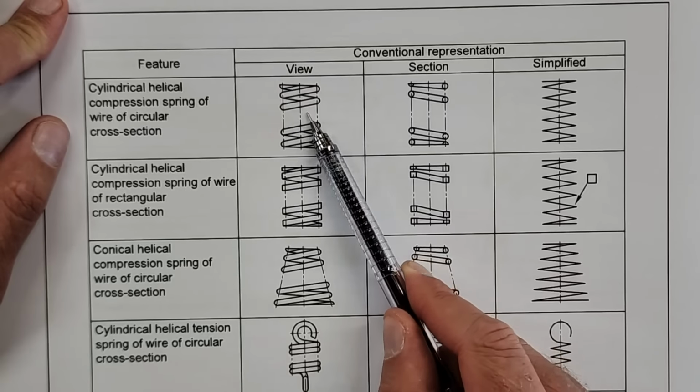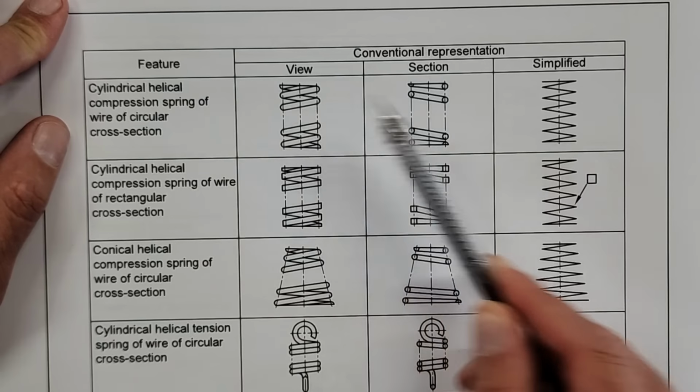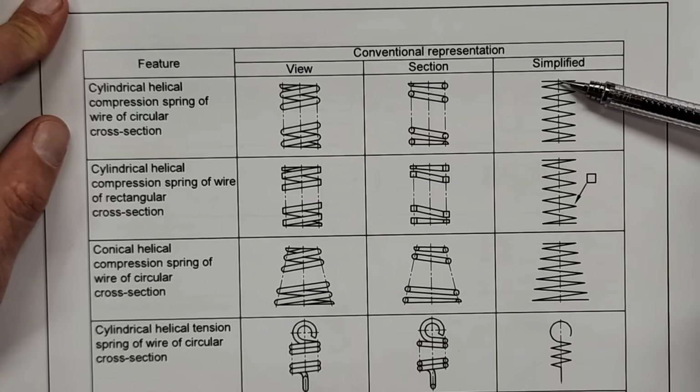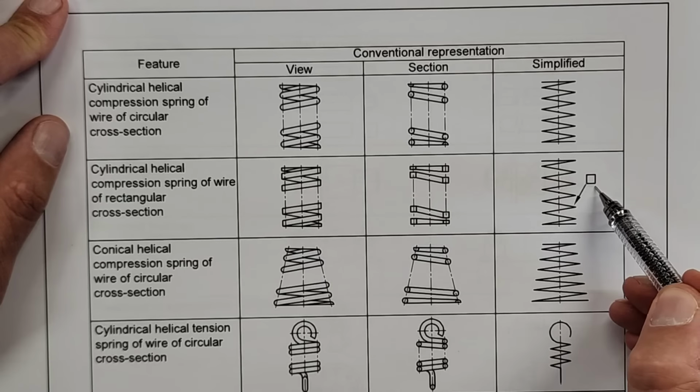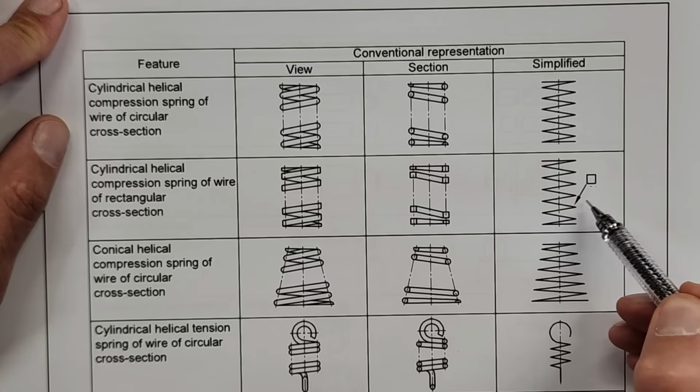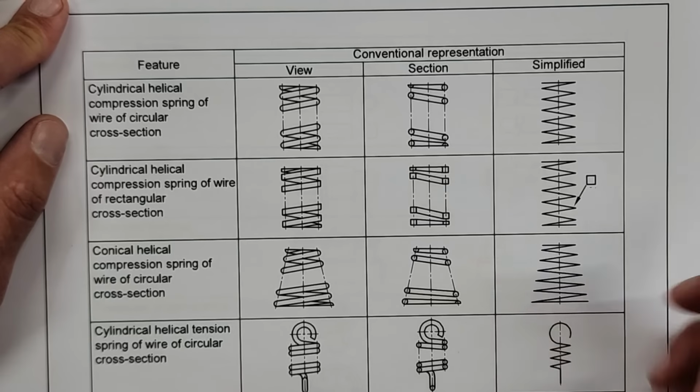We have a cylindrical helical spring, and the simplified way that we're going to draw it. This is a cylindrical one with a square wire. So just take note of that added on. I'm wondering if that's not something that they might ask.